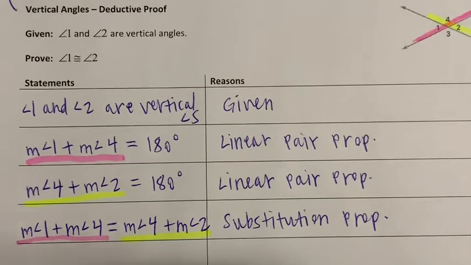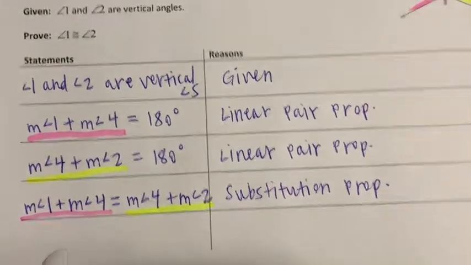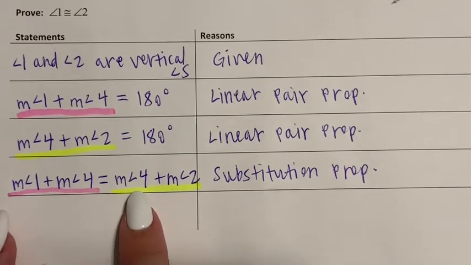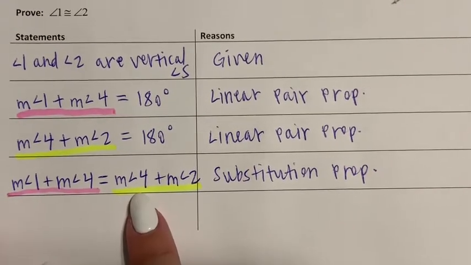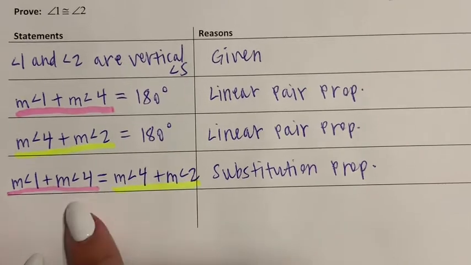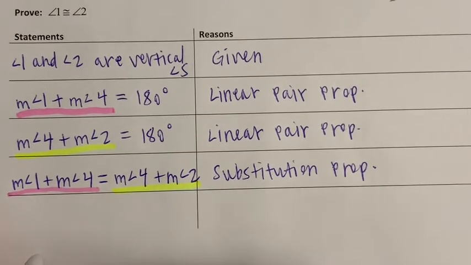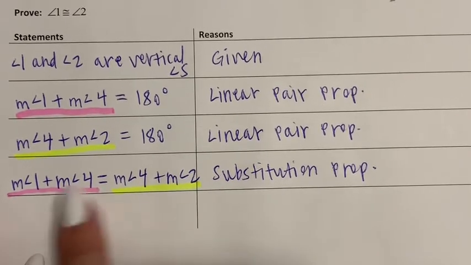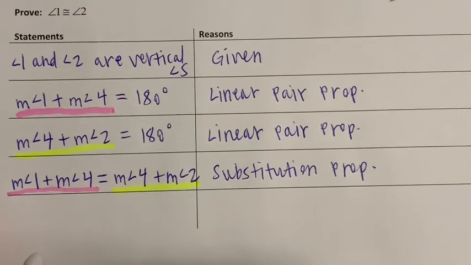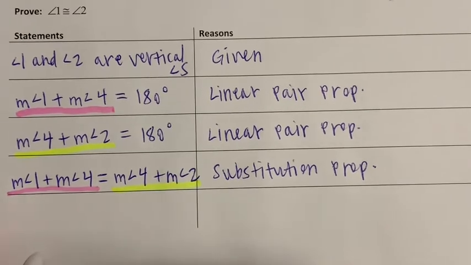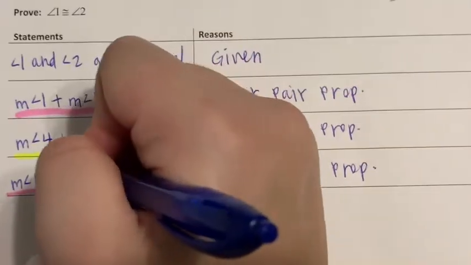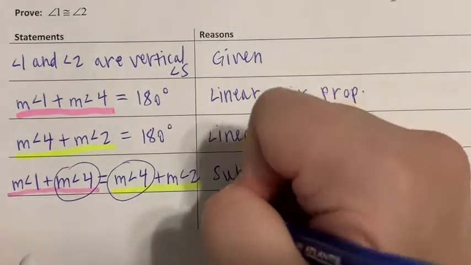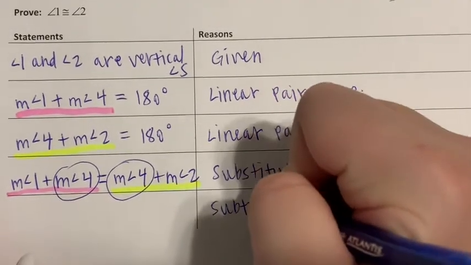So I'm close. If I look at this statement, the only thing that's in the way is this angle 4. I'd like to be able to get rid of this angle 4. Is there a way that we can just get rid of this angle 4 from the problem? Well, there is, because the measure of angle 4 exists on both sides of the equal sign. So because it is an equation, it has to stay balanced. But I could simply subtract the measure of angle 4 from each side by doing the subtraction property.